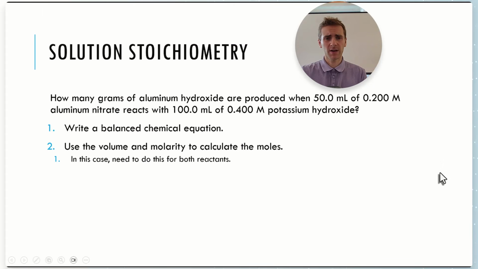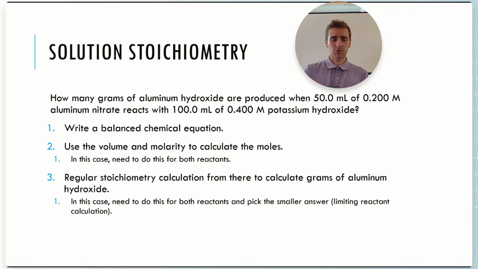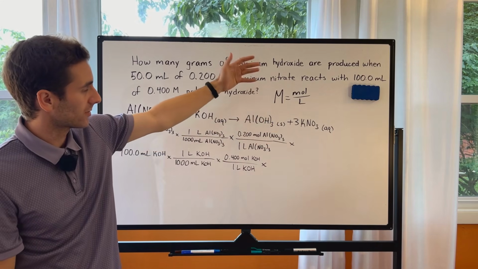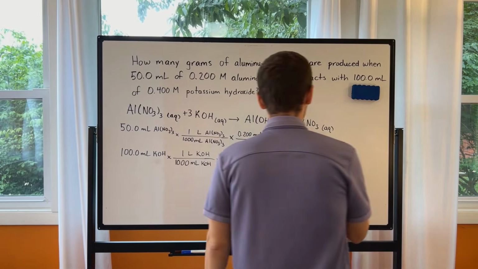And so once we find the moles of each reactant using the molarity, it just becomes a regular stoichiometry problem from there to ultimately end up in grams of aluminum hydroxide. And once again, we're going to have to do that calculation for both reactants because this is a limiting reactant problem. And then whichever one generates less of the aluminum hydroxide, that's the answer that we're going to go with. So once we're in moles of our reactant, we can convert to moles of our desired product, which is aluminum hydroxide.